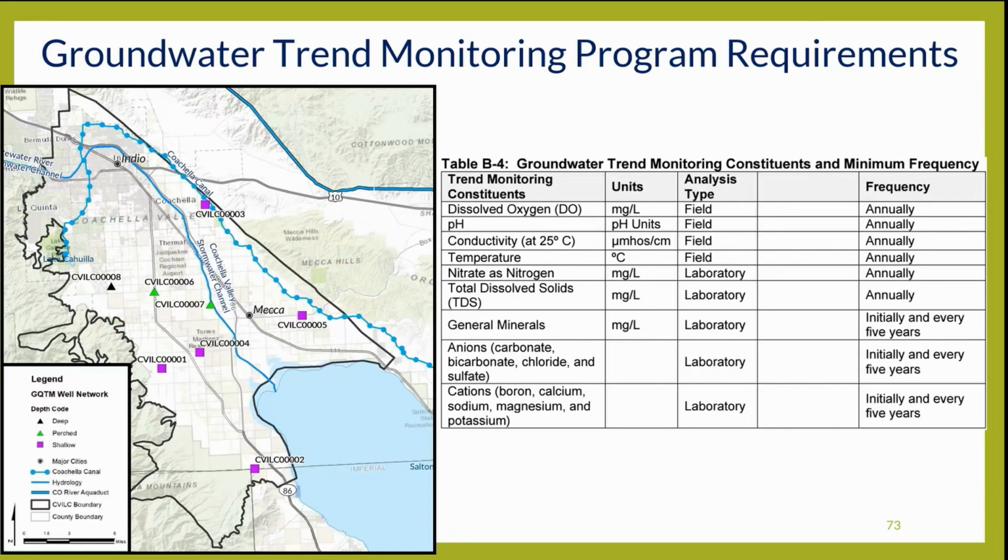The things we look for, we have our standard field parameters plus some general minerals of cations and anions, and the most important is nitrogen. We only do the general minerals of the cations and anions every 5 years, whereas the nitrogen is every year.